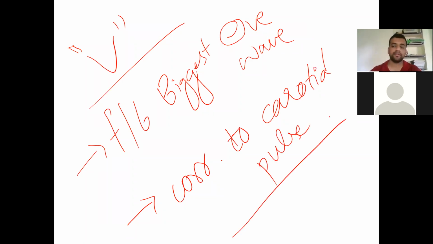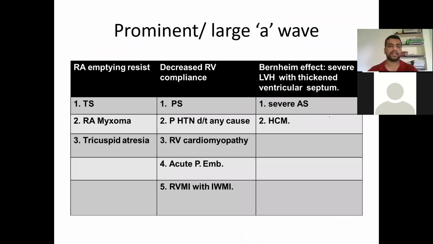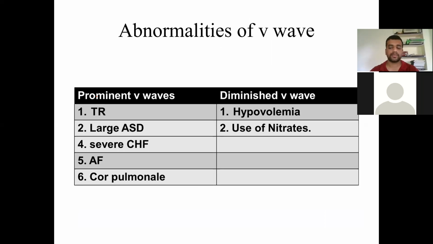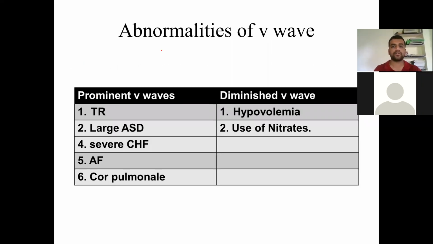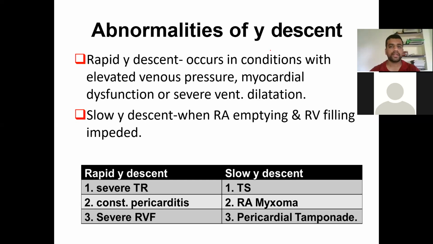How do you identify V wave? Then, as I said, it is a prominent A wave. Again, we have got causes here, the same one. And absent X descent, Y descent, yesterday we discussed all these. Abnormalities of V wave, as I said: in tricuspid regurgitation, you have a CV wave. And abnormalities of Y descent, again, these are the same as the causes for large A wave.